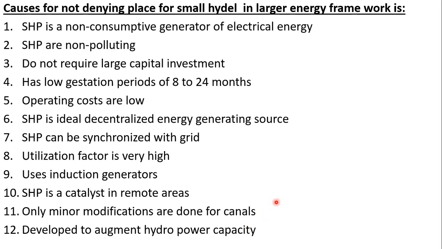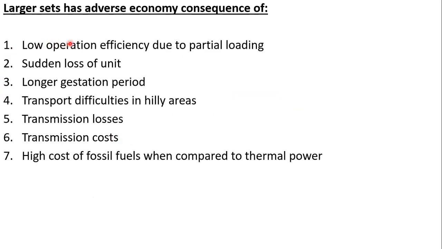And from the considerations of higher efficiency and low cost per kW capacity, a larger set may be individually more economical, but this individual economic gain might be outweighed by adverse economic consequences, which we will see in the next slide. First one is low operating efficiency due to partial loading. We are getting low efficiencies. And second one is sudden loss of unit.